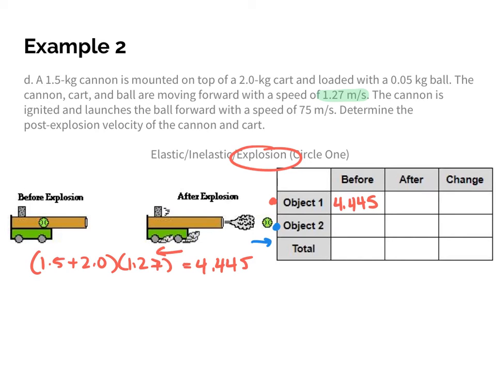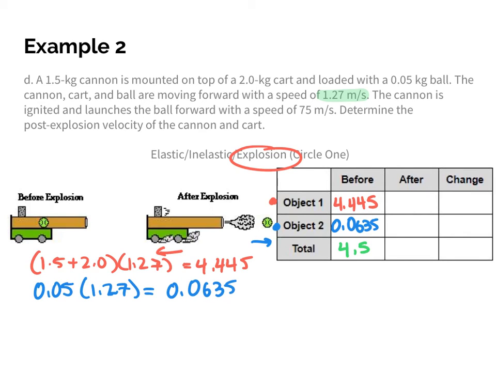Okay, so that's going to be the momentum of the cannon and cart before the explosion. The tennis ball has its own mass of 0.05 kilograms. I'm going to multiply that with the same speed. And again, I'm going to use the same speed because they're moving together as one. And that's going to give me 0.0635. And then if I want to find the total momentum, I'm going to add those 2 individual momentums together. Okay, I'm going to round this final answer to 4.5. So 4.5 is going to be the total momentum before.